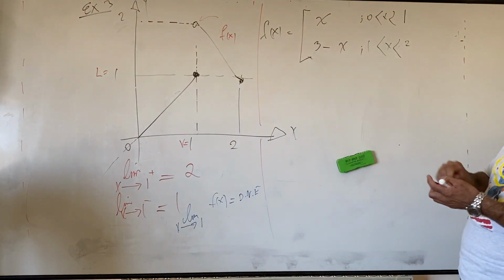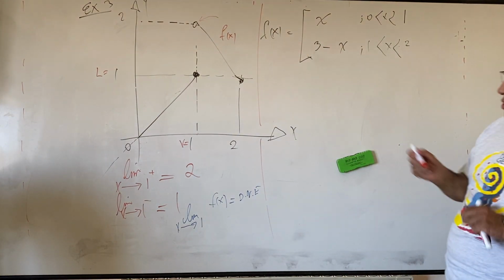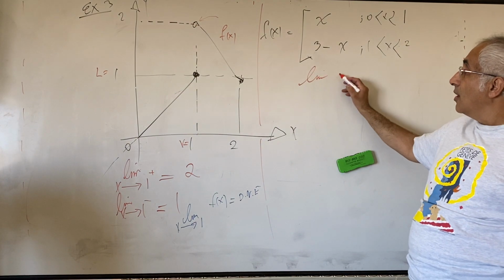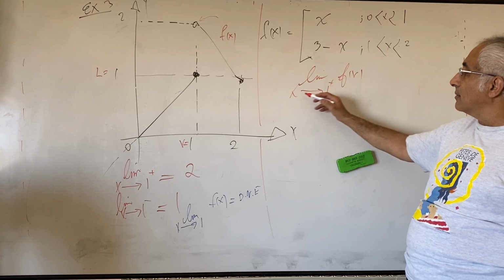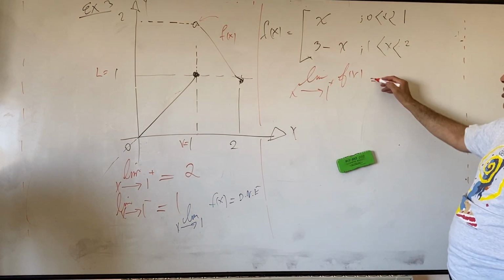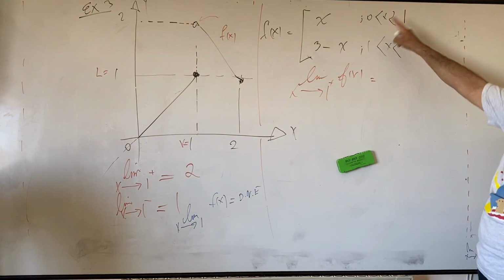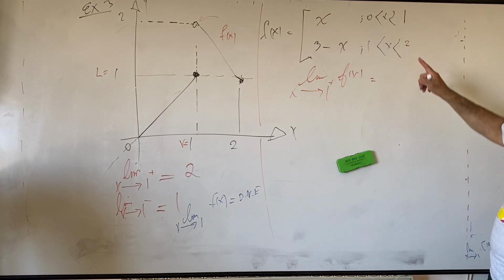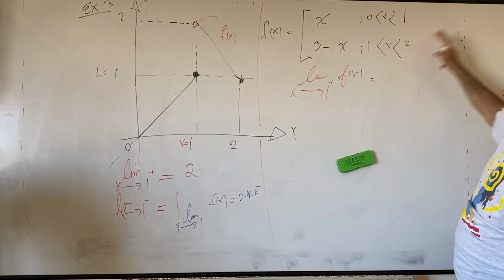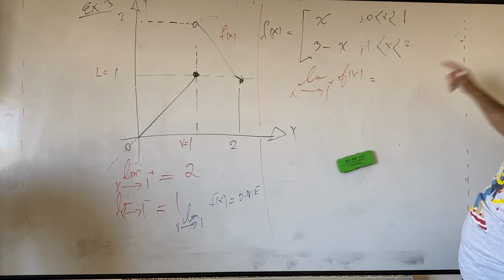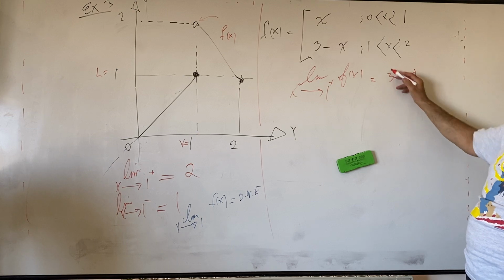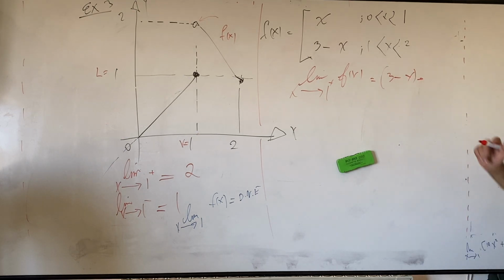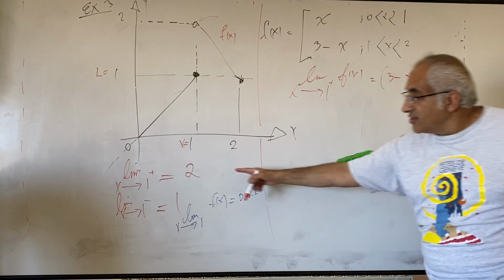I can have the same discussion on that part. What is the limit of that function as x approaches 1 from the right? When you go to 1 from the right, which one of these is from the right? Well, 1 to 2, that's to the right of 1. So I'm going to use that function. Let's substitute in here: 3 minus 1 is 2. So 1 from the right gives 2.